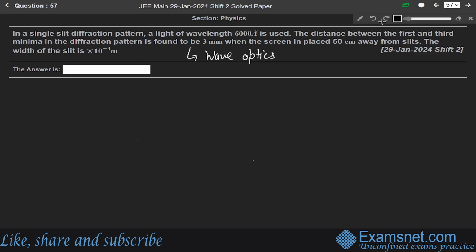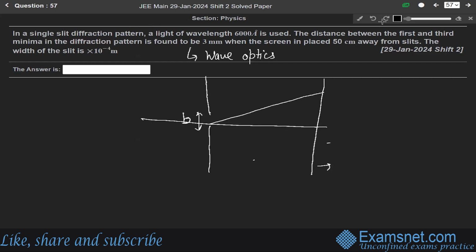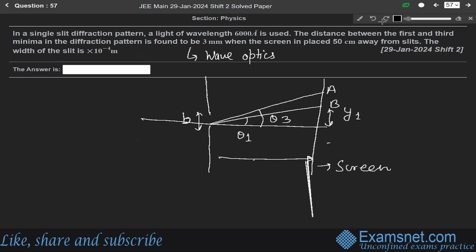So let us draw this question. Let us say this is the slit. Let b be the width of the slit, and now the light rays are coming from it. This is the screen, and these are the two angles made by the light ray when it is passing through the slit. Okay, this is point A, this is point B. This distance is y1, and let the distance between the slit and the screen be capital D.